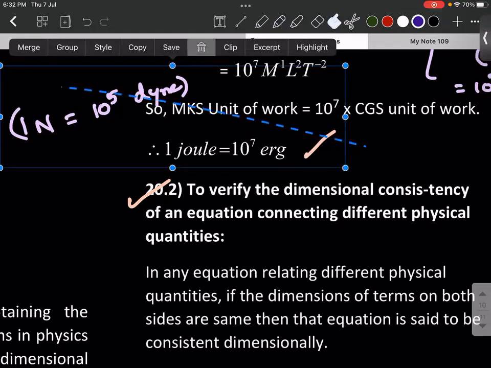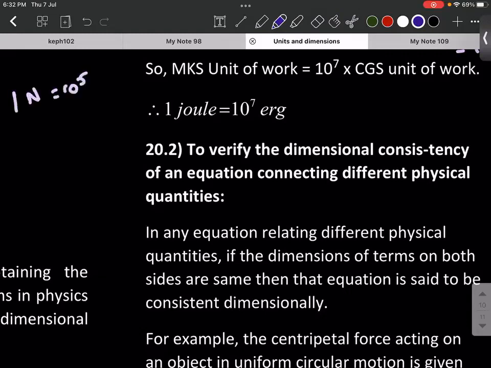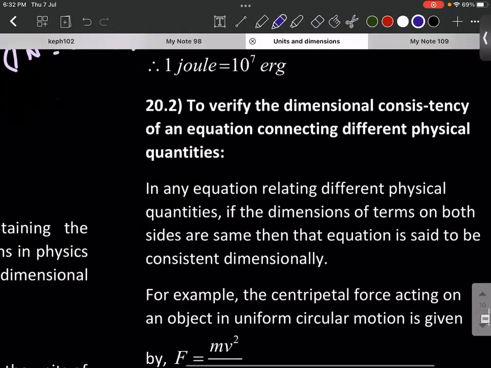Next, is there anyone who needs help for that? You got it. And you got the answer as 10 power 5 dyne. I am asking, did you get the answer for the relation between force in SI system and CGS system? So you will get the answer as 1 Newton is equal to 10 power 5 dyne. Let me know at the end of the session if you don't get it. Now you concentrate on the next topic.